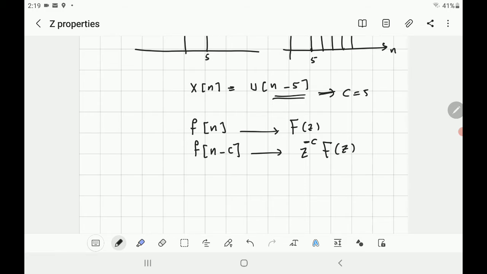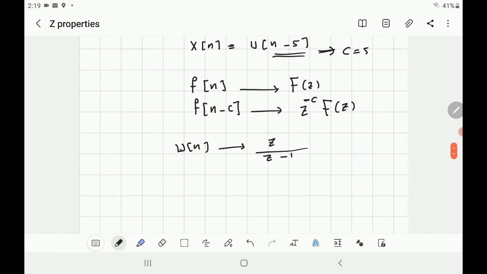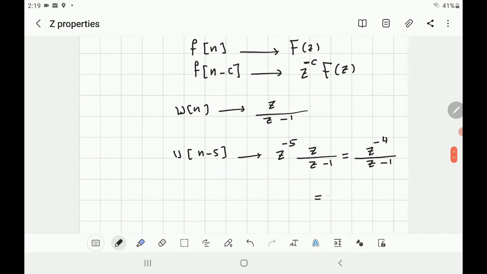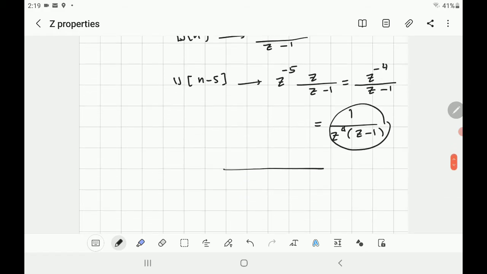If you apply this rule, you'll say that u of n, without any shifting, you know it's equal to z over z minus 1. If you are going to shift it by 5 units, you just write z over z minus 1 and multiply it by z to the minus 5. And of course you can simplify it. It will be equal to z to the minus 4 divided by z minus 1. You can even simplify it more. You can say 1 over z to the 4 times z minus 1. And we are done with this problem and this property. Simple, right? It just makes life easy.